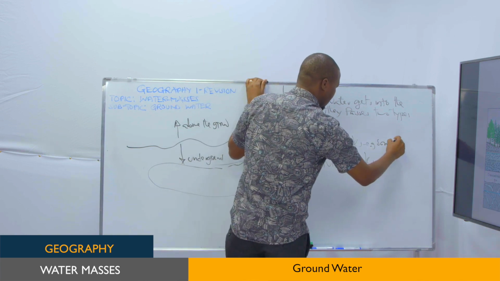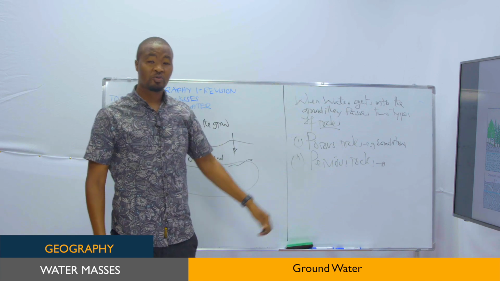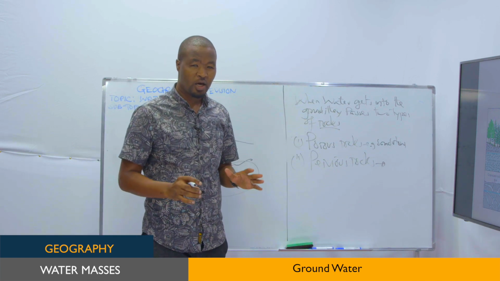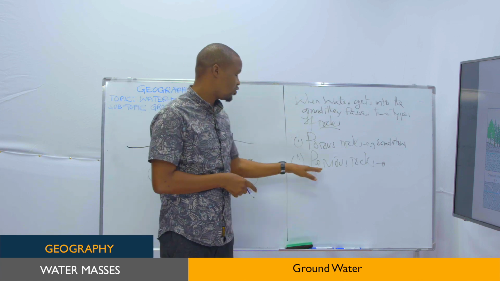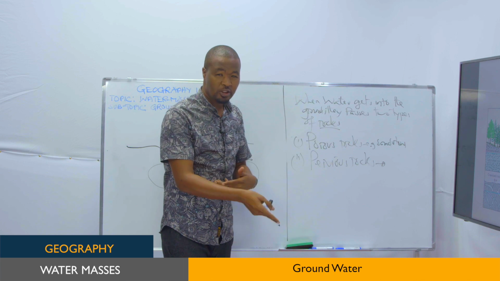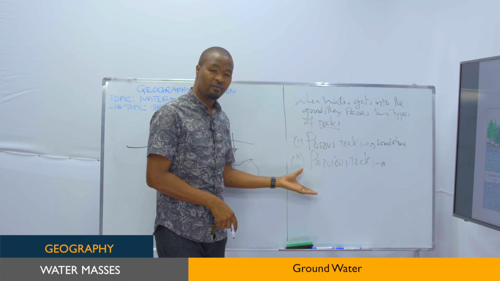Then we have the pavers rocks. These are the rocks made up of cracks or joints. So water will use the cracks or joints found in these rocks to enter into the ground. Then we say we have the porous rocks as well as the pavers rocks.